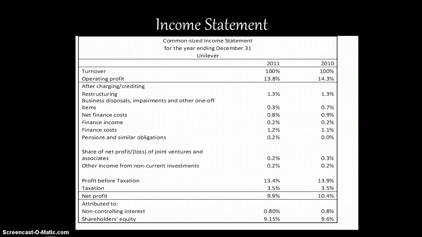Now we're going to the common size income statement for Unilever. As you can see, the operating profit actually went down due to different reasons. The profit before taxation went down as well because, although sales went up, different costs that they were incurring caused the overall profit to go down.